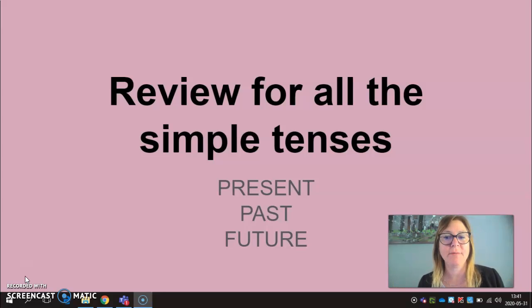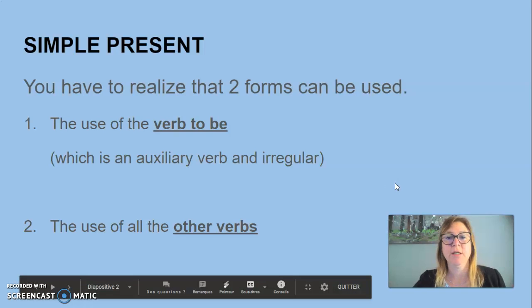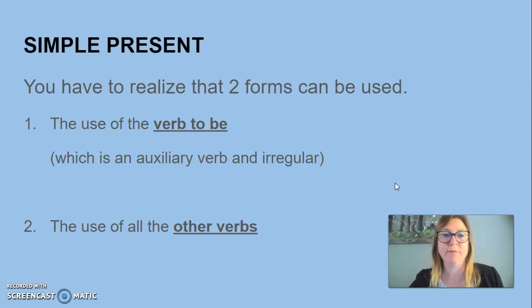So before the exam, just have a little look at what are the simple present, simple past, and simple future tenses. If you remember, the simple present is one of the most complicated verb tenses because you need to remember to put your final S. It's a verb tense you use when it's a habit, when it's a fact, when it is something you do on a regular basis, something you repeat, that you do sometimes, always, often, or never.